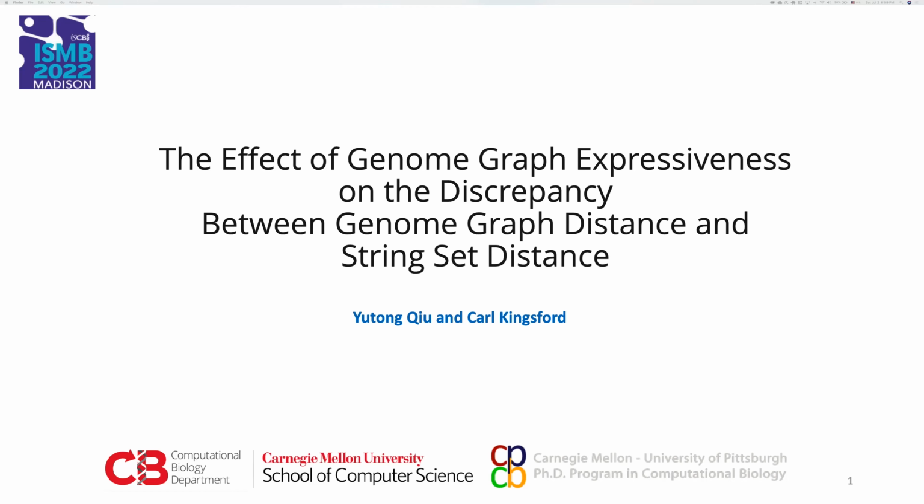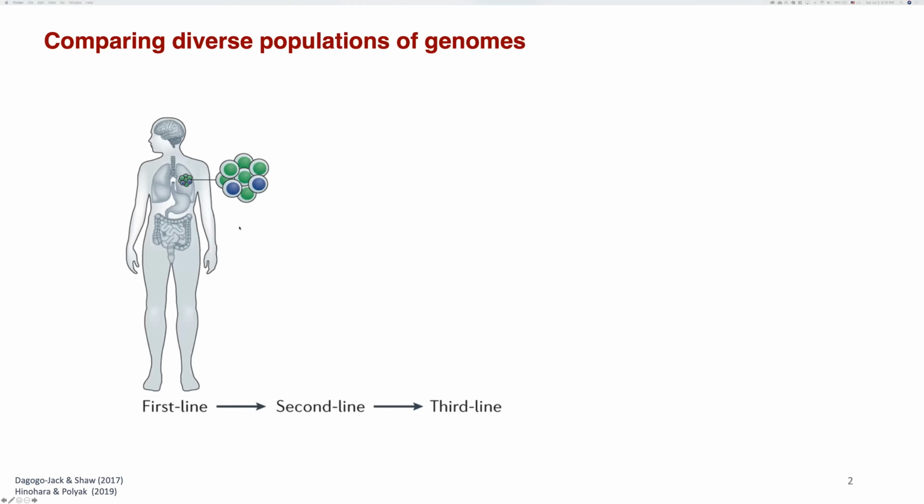Today I'll be introducing to you an important property of genome graphs called genome graph expressiveness, and how we use it to improve genomes-to-genomes comparison. When we collect tumor samples from a patient, we often observe a diverse population of cells, and this phenomenon is called sample heterogeneity. Sample heterogeneity is not only observed in tumor analysis, but also in metagenome and immune repertoire analyses.